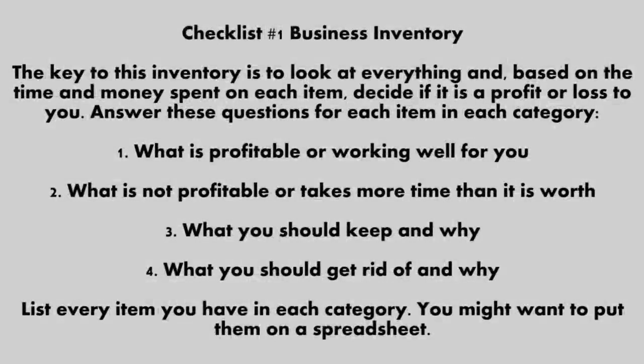Checklist number 1, business inventory. The key to this inventory is to look at everything and, based on time and money spent on each item, decide if it's a profit or loss to you. Answer these questions for each item in each category.